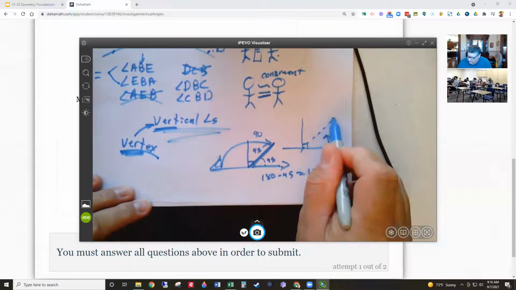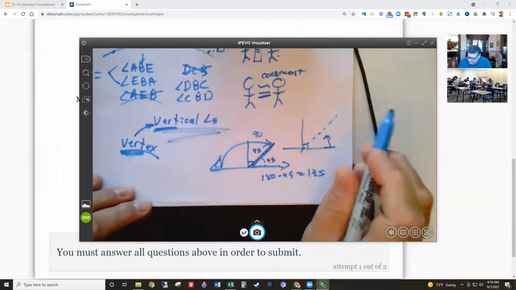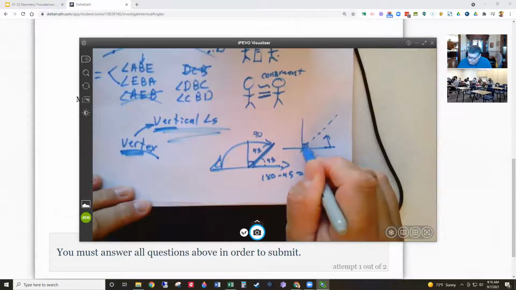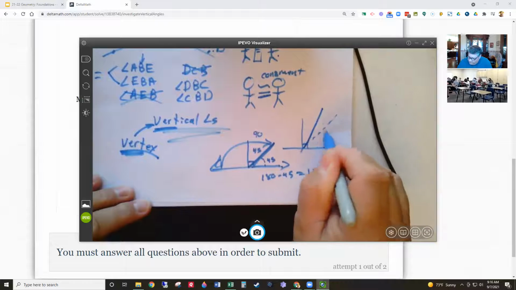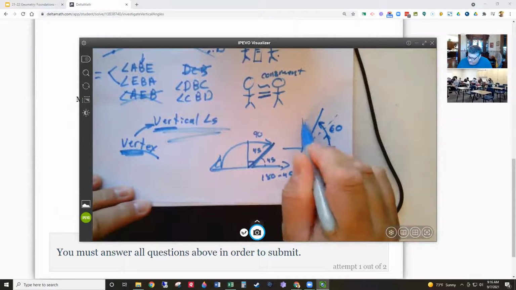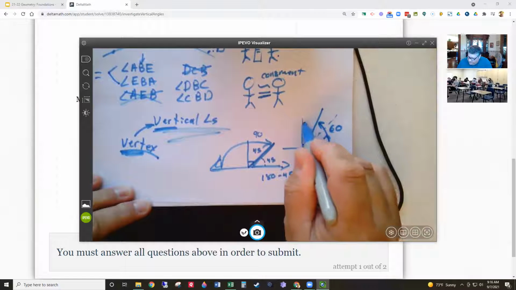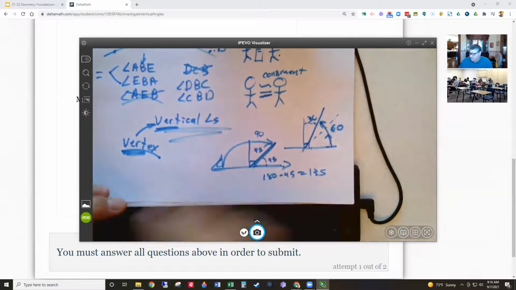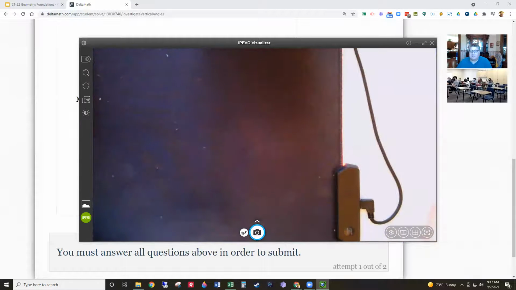If this is 45, 60 is going to be more or less than that? 60 compared to 45. More. So that's 60. If this is 90, how much is left right in here, guys? 30. So do you notice all we're doing is a little adding and subtracting? It's not really rocket science here.